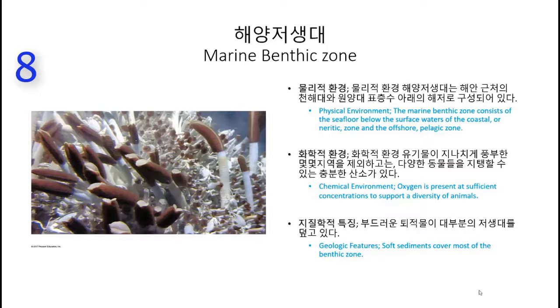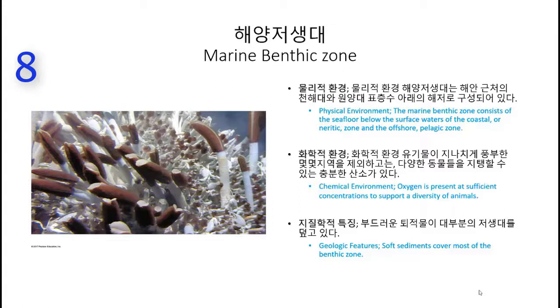Number 8. Marine benthic zone. Physical environment. The marine benthic zone consists of the seafloor below the surface waters of the coastal neritic zone and the offshore pelagic zone. Except for shallow near-coastal areas, the marine benthic zone receives no sunlight. Water temperature declines with depth while pressure increases. As a result, organisms in the very deep benthic or abyssal zone are adapted to continuous cold, about 3 degrees C, and very high water pressure.